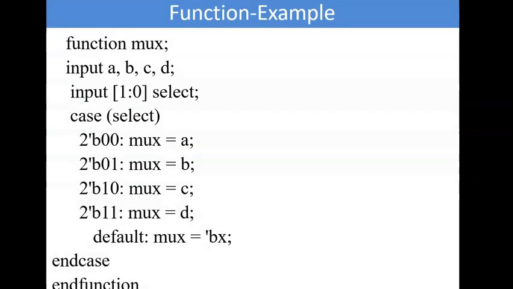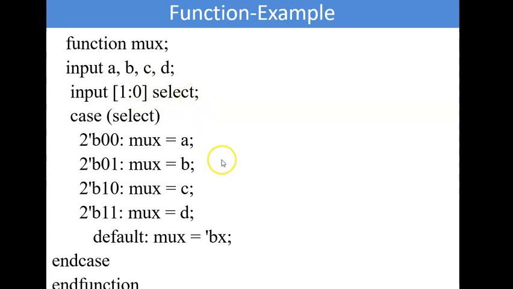So here I have taken a simple example, as I told you, of a mux, a multiplexer. For a multiplexer, what are the inputs? A, B, C, D are the inputs, 4 inputs, and there is a select line. It is 2 bits, 1 down to 0, meaning 2 select lines. Yes, 2 options.